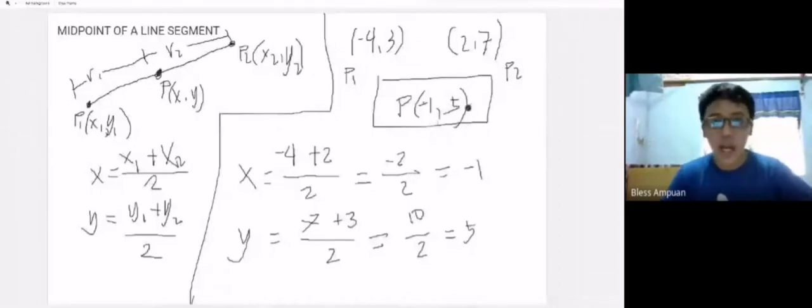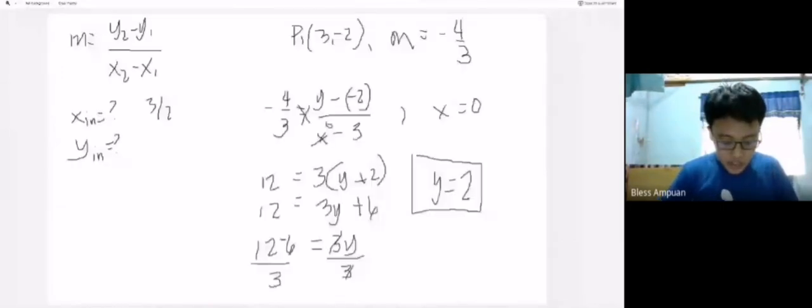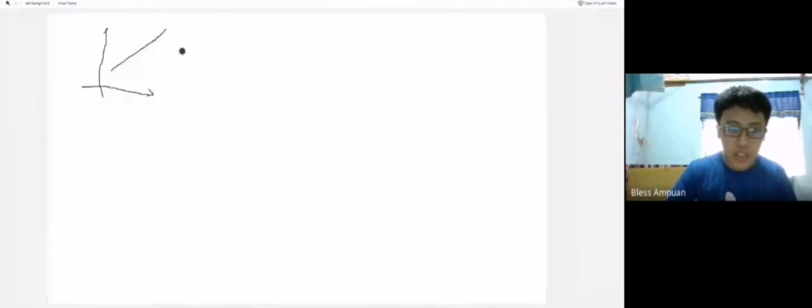That's how easy it is to find the midpoint. Guys, before I forget, I need to discuss something about the slope of the line segment, so please take note. This is our Cartesian plane, the x and y axes. If our slope is going like this, this is our first point and second point, so our slope is positive. We have a positive slope here.